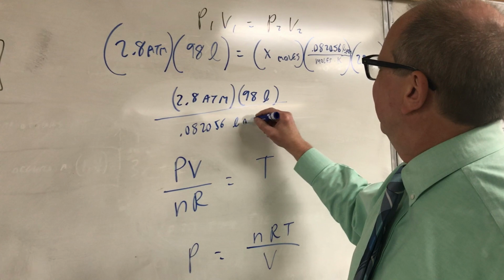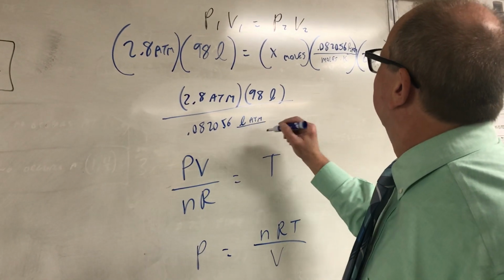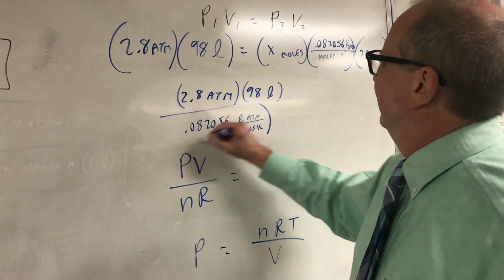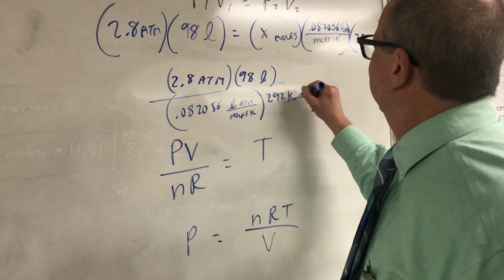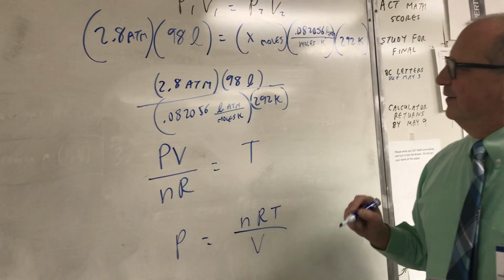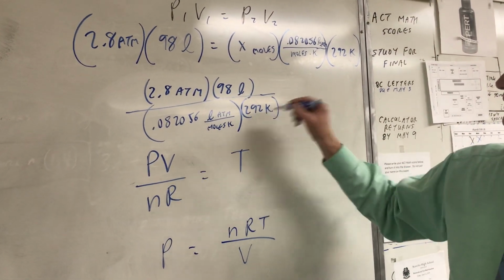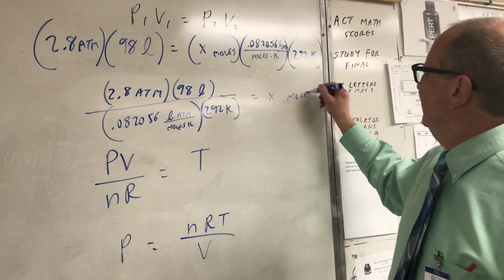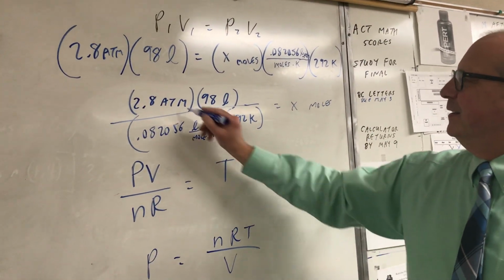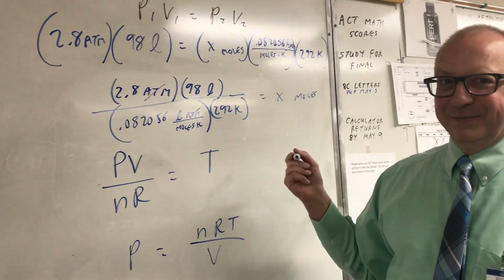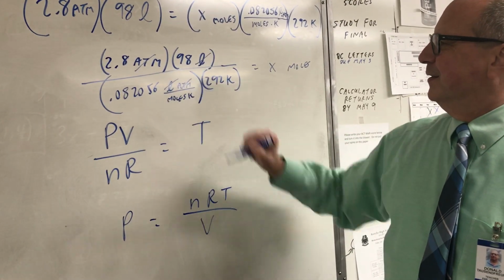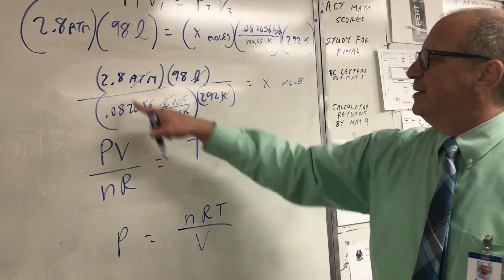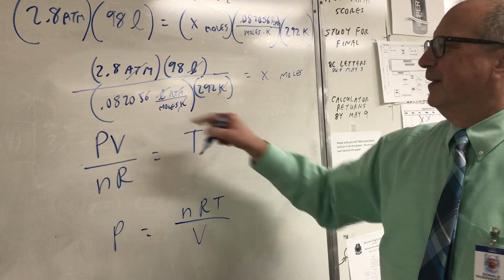0.082056 liter atmospheres over moles Kelvin, and then 292 Kelvin. Now remember, this equals x. Which of course will be in moles. And you can see it, right? Because the atmosphere cancels the atmosphere, liter cancels liter, this Kelvin cancels the Kelvin. So this number is actually going to be over moles.